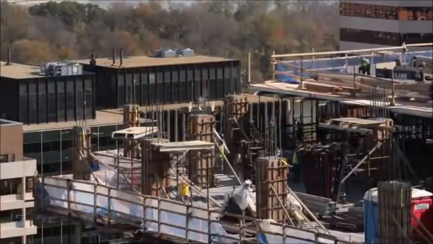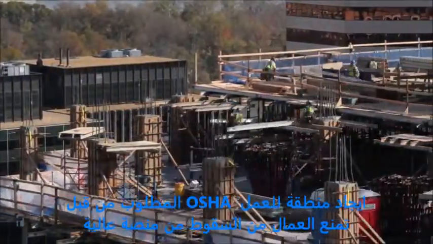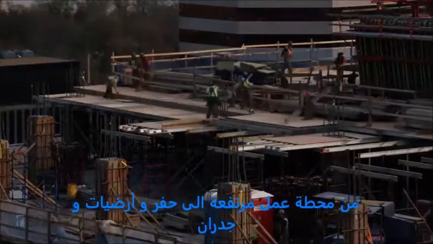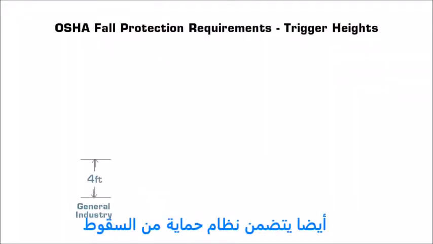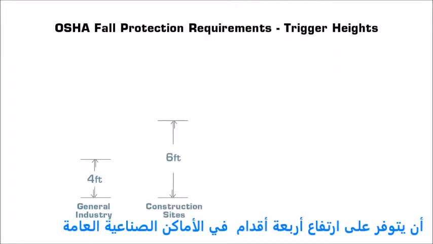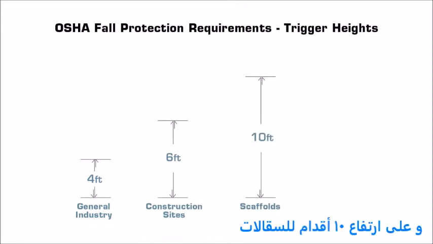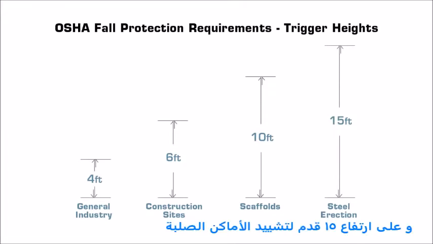Employers are required by OSHA to set up a workplace to prevent employees from falling from overhead platforms, elevated workstations, or into holes in floors and walls. OSHA also requires that fall protection be provided at elevations of 4 feet in general industry workplaces, 6 feet in construction industry, 10 feet for scaffolds, and 15 feet for steel erection.